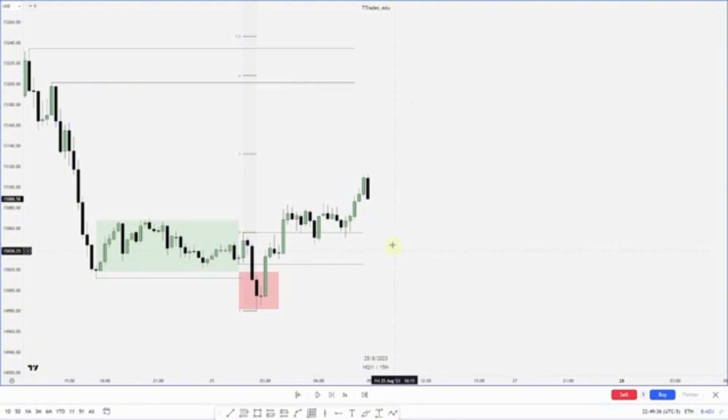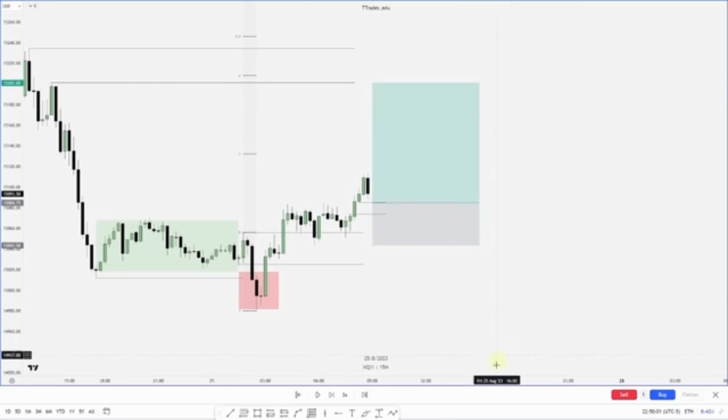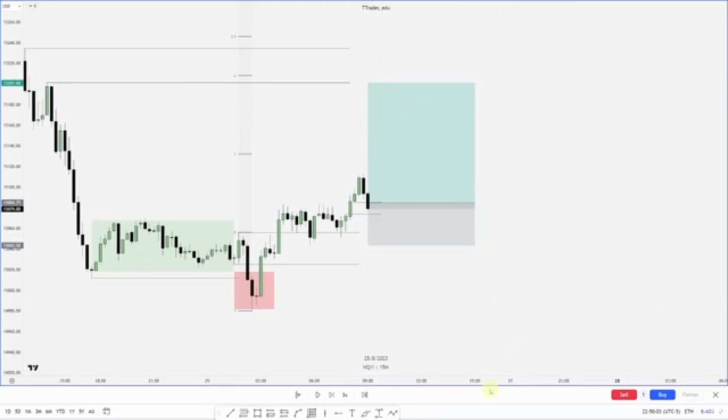And then we get displacement up here. And now just prior to New York, what do we have? Well, we have a fair value gap here. So if I was going to be looking to take an entry, I could look for an entry in here, my stop on this low, and then ideally I would be targeting this failure swing here, as that would be the low hanging fruit. So let's see how this works out.